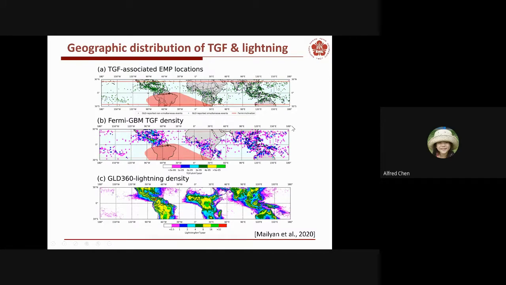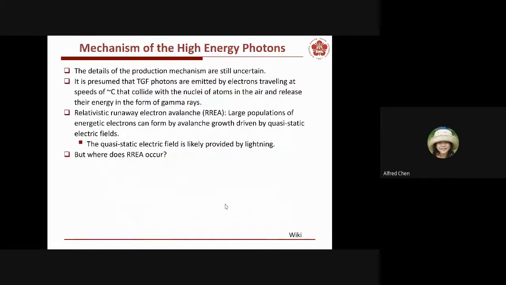So this also gives us some ideas: if we want to find this kind of terrestrial gamma ray flash, we have to pay more attention to the tropical or subtropical areas and the lightning regions, which are also the main areas. If we plan the missions, we have to pay more attention to them for the TGF survey.